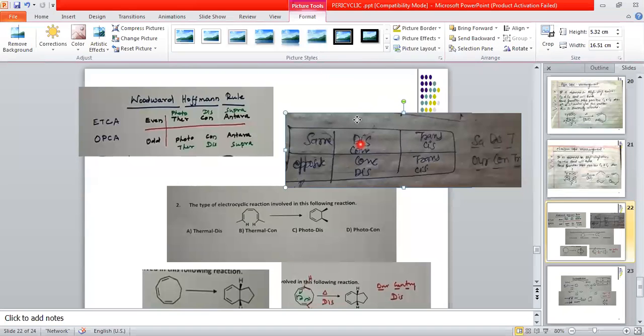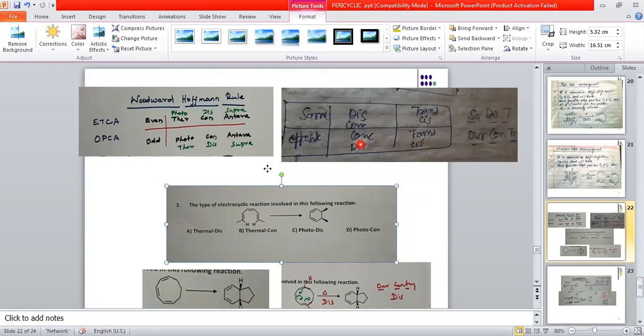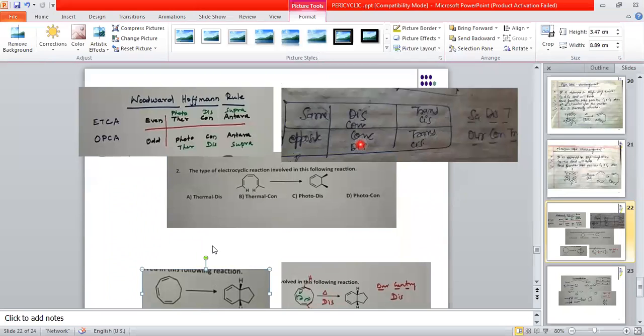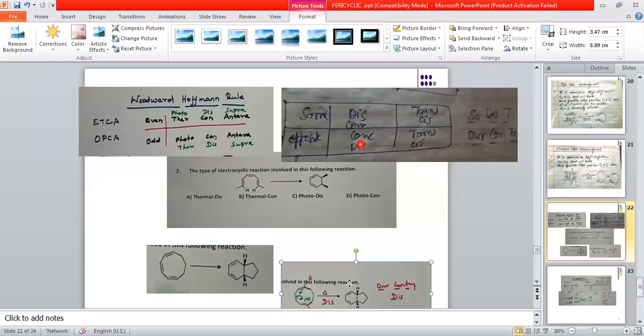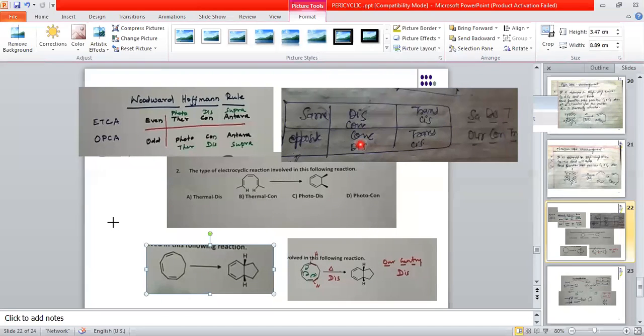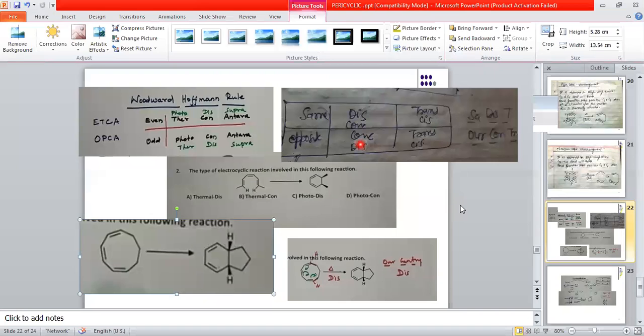Next question, we will solve. In this particular question. Ma'am? Yes. Can you explain this again? I have understood this, but how are we concluding whether it is photo or thermal?